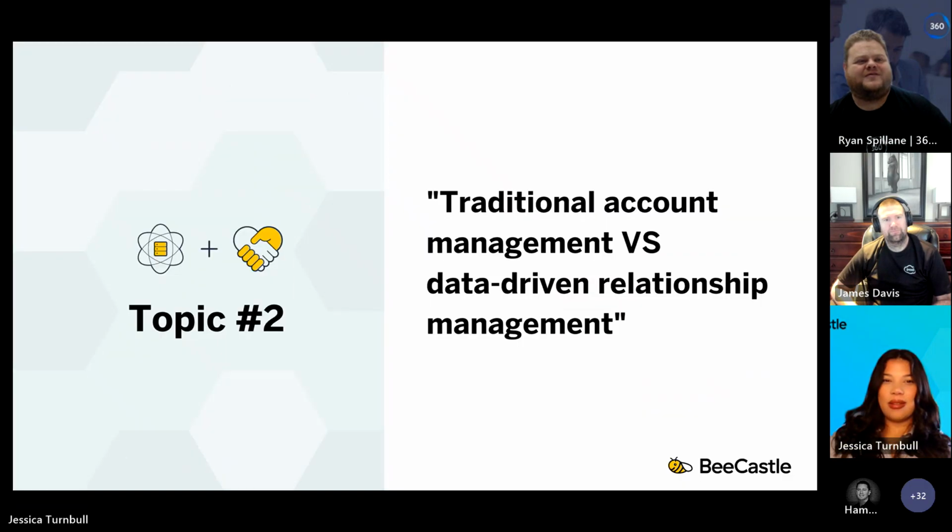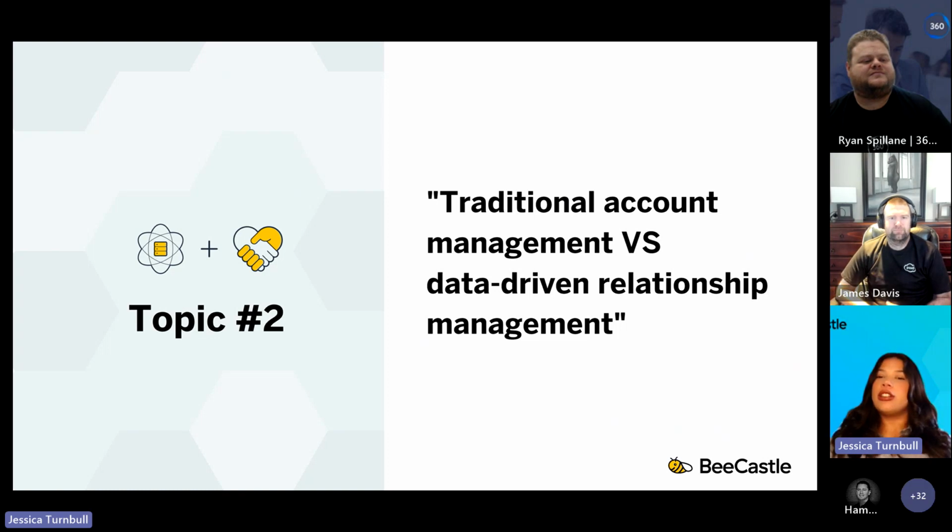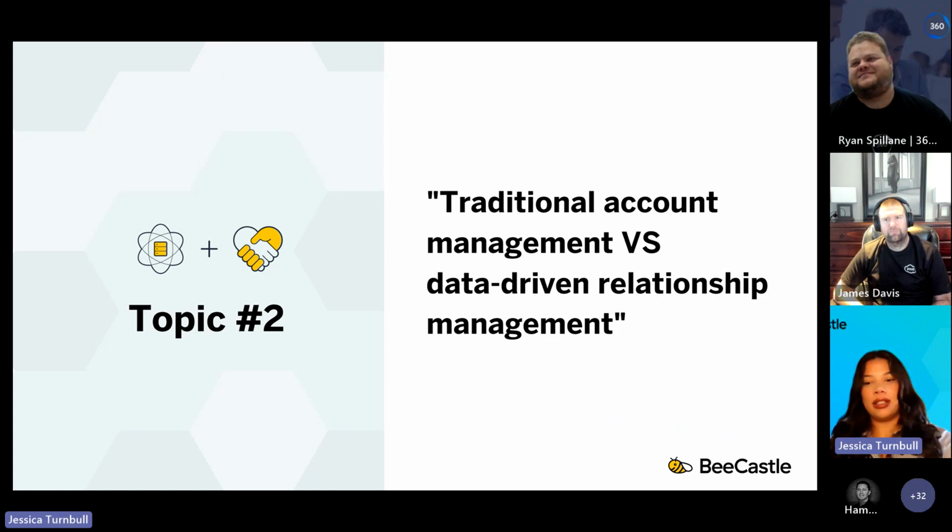All right, moving on. And this is a big one. I hear a lot at conferences we go to: traditional account management versus data-driven account management. I think there's sometimes a bit of a divide in the industry of where we sit in there. Guys, where do you think the industry is, and where it's heading in relation to account management?